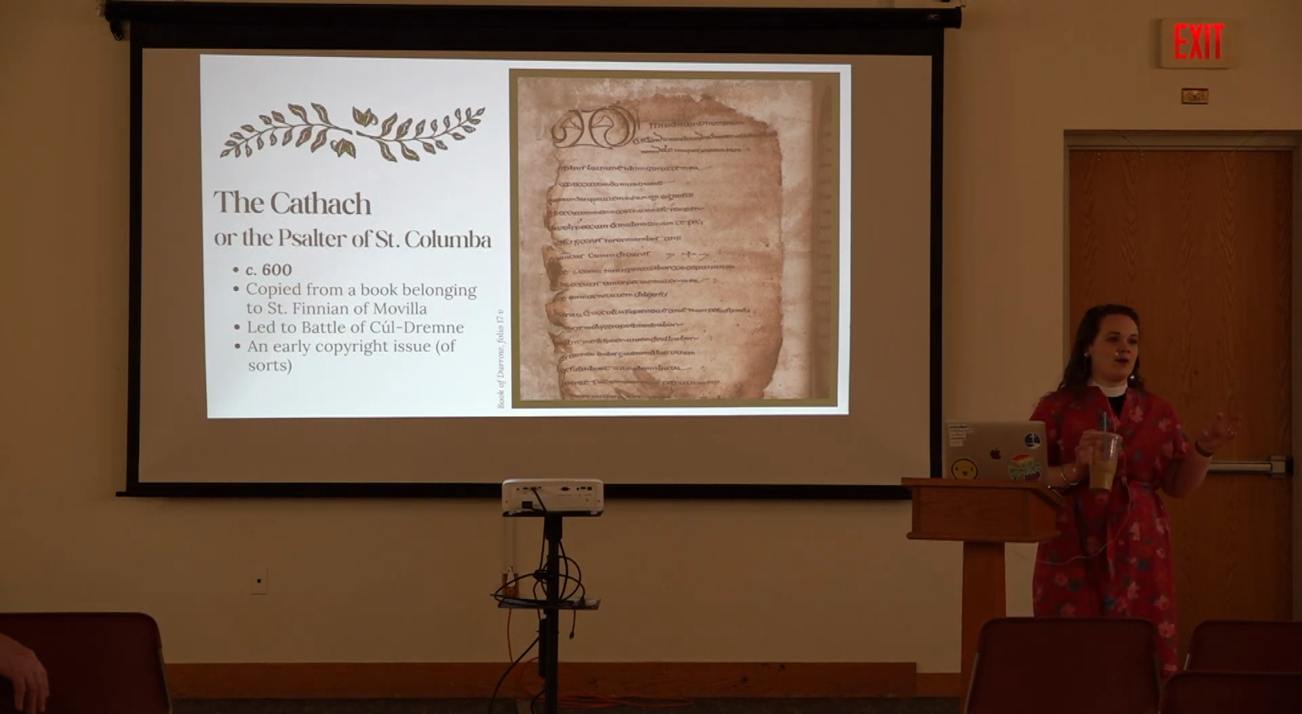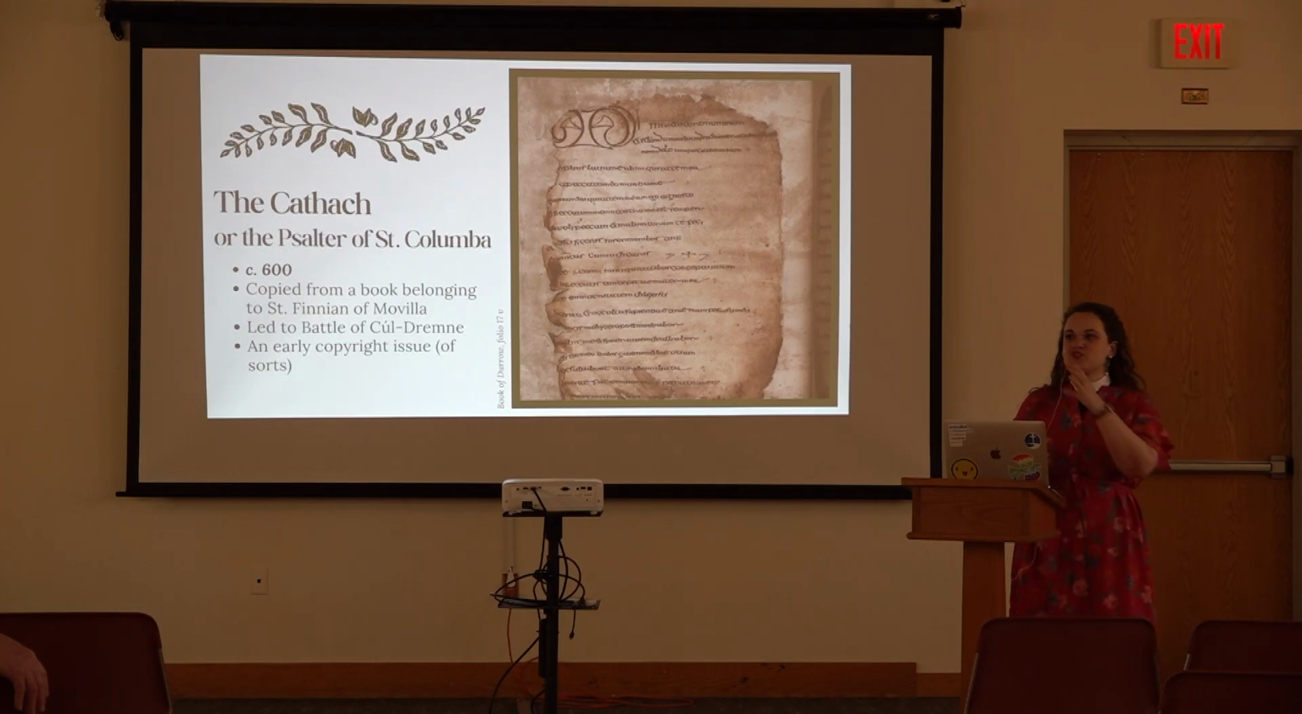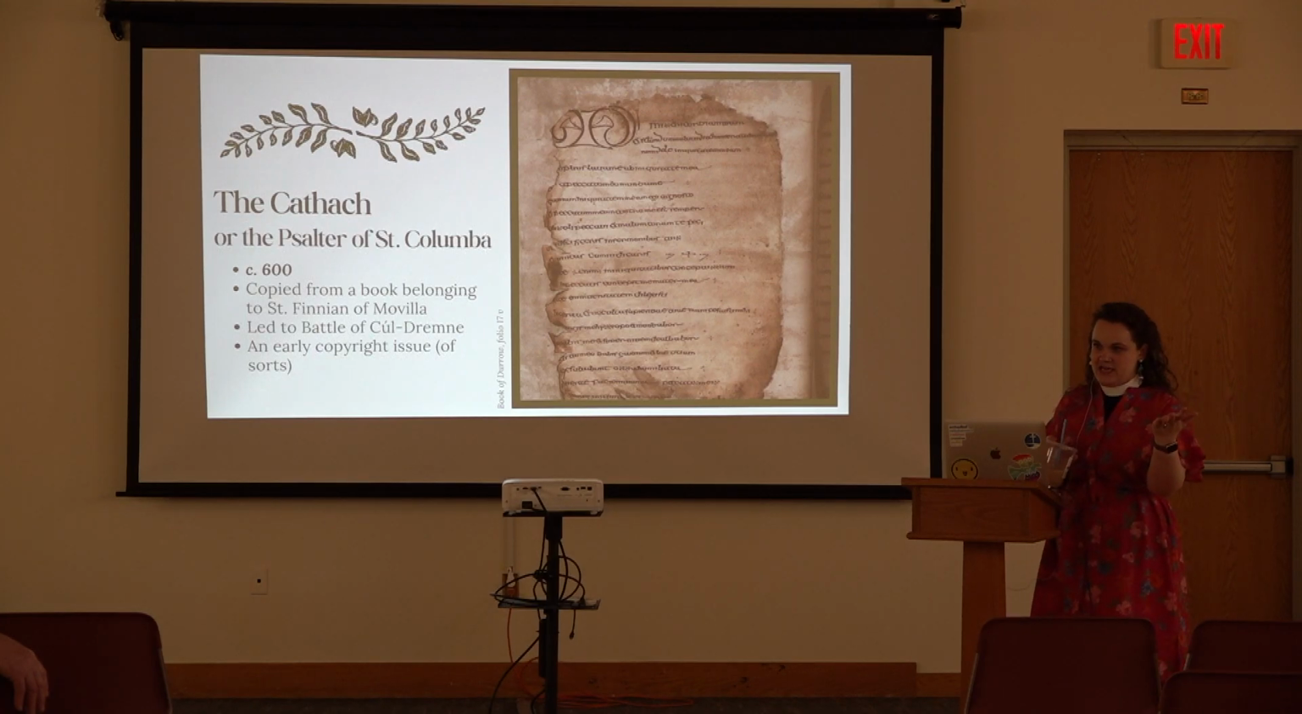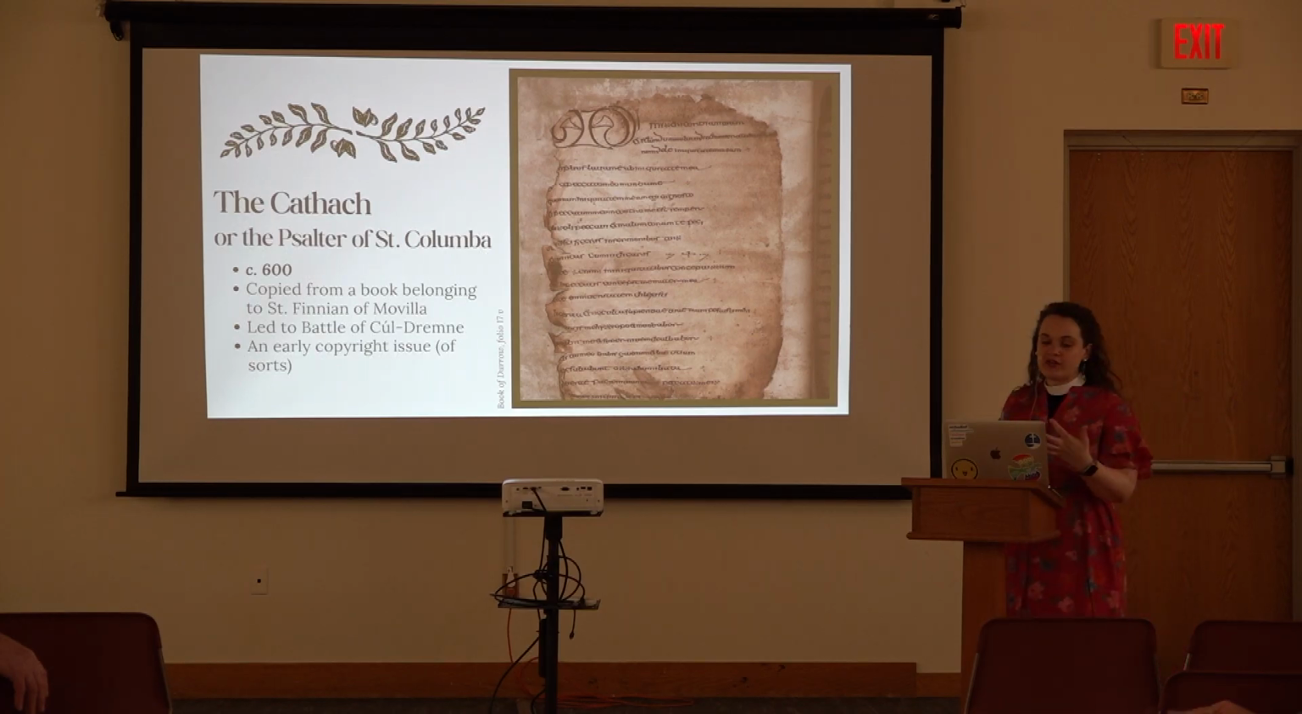One of the early copyright issues that there is record of is related to the Psalter that Saint Columba copied. Legend goes, he was training under Finian, saw this Psalter that was particularly beautiful and wanted to copy it so that he could carry it with him wherever he went. Finian did not like that, and felt that Columba had stolen something from him by copying this manuscript, which then led to a battle and eventually to St. Columba's expulsion from Ireland, which is how he ended up with an abbey on Iona in Scotland.